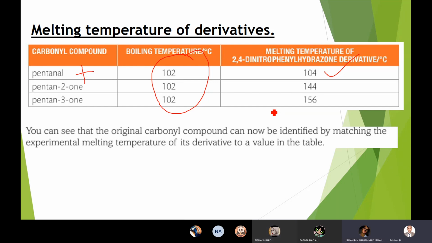Why are we discussing so much on this? Based on boiling points and melting points, they have a lot of industrial importance in synthesis, like in pharmaceutical industries. You can see that the original carbonyl compound can now be identified by matching the experimental melting temperature of its derivative to a value in the table.